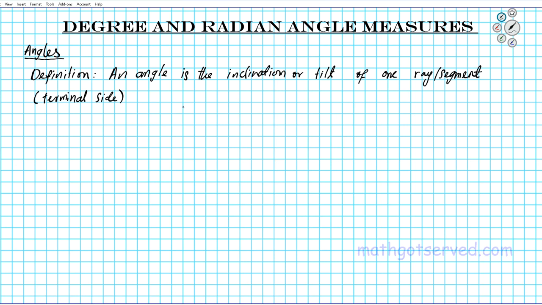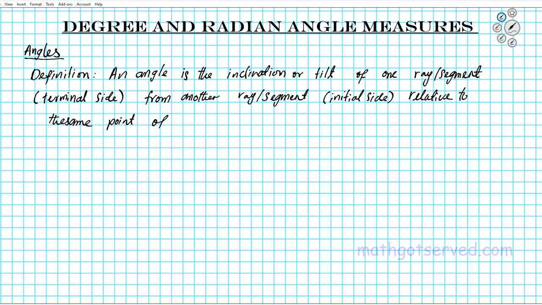So an angle is the inclination or tilt of one ray or segment, the terminal side, from another ray or segment. This ray or segment that you're tilting or inclining from is called the initial side. And these two are happening relative to the same point of origin or intersection.